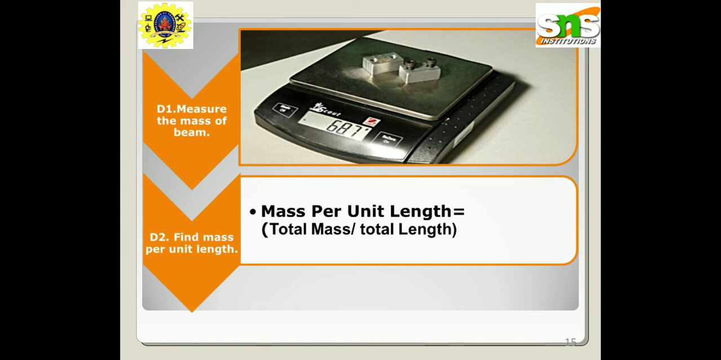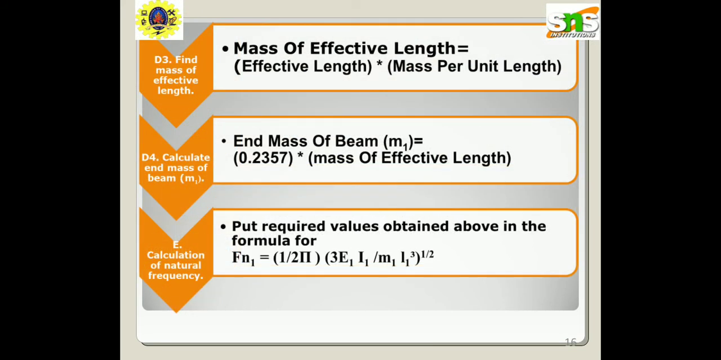Now, the blue line shows the motion of the damping mass and the red line shows the primary mass. The mass of effective length is equal to effective length times mass per unit length. The end mass of the beam is a product of 0.2357 and the mass of effective length. The calculation of natural frequency is from the basic frequency equation: f equals 1 by 2 pi times the square root of 3EI divided by M1 L1 cubed.